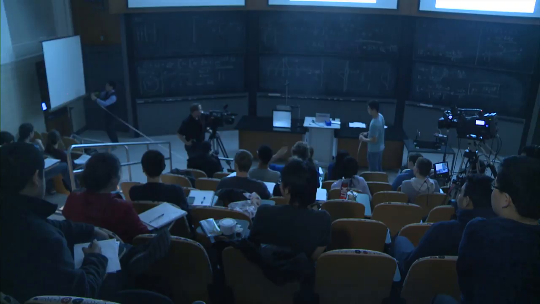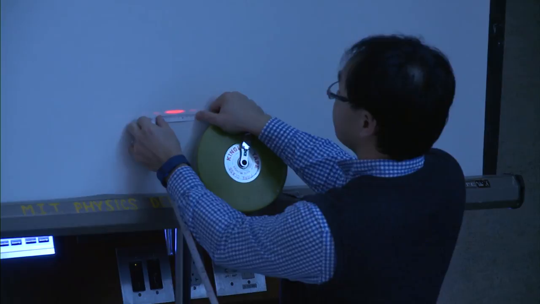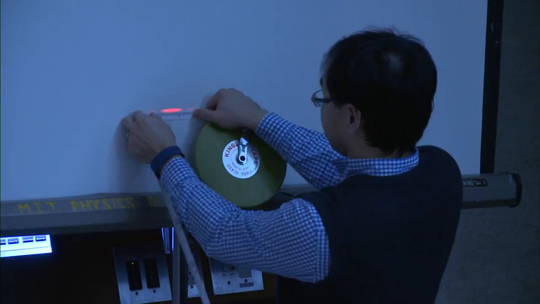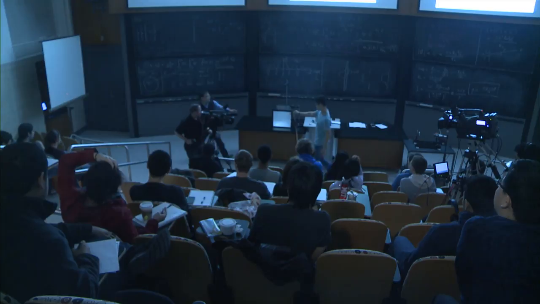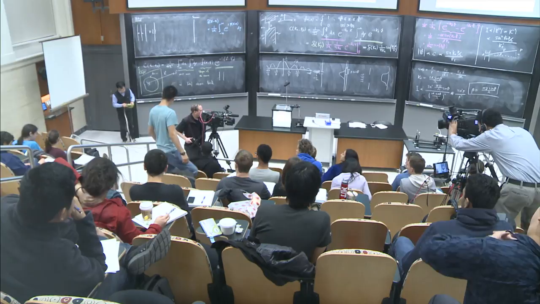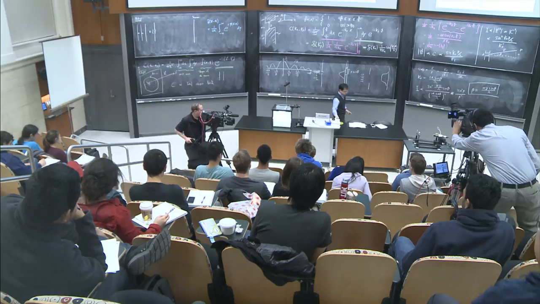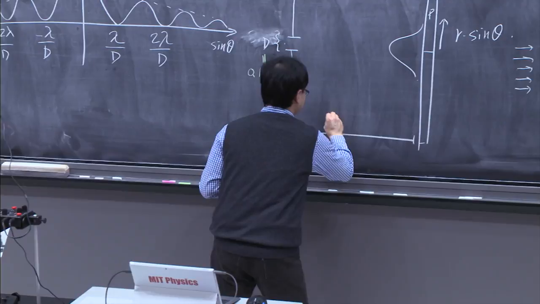Hold that for a second. I'm going to measure the distance between the two minima. The distance between the two minima is 7 centimeters. Thank you very much for your help. So we now have everything we need to calculate the wavelength. I'm going to clean this up first. The distance between the source and the screen is 7.6 meters.